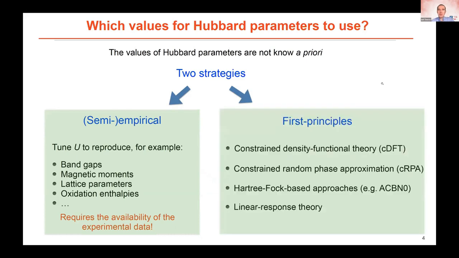The second strategy is to determine the Hubbard parameters from first principles, and there are several methods to do that. I would like to mention constrained density functional theory, CDFT. Another popular method is the constrained random phase approximation, cRPA. Then there are other methods based on the Hartree-Fock approach, such as ACBN0 and the zero functional, which maybe you've heard about. And another one is linear response theory, which will be the topic of this presentation.